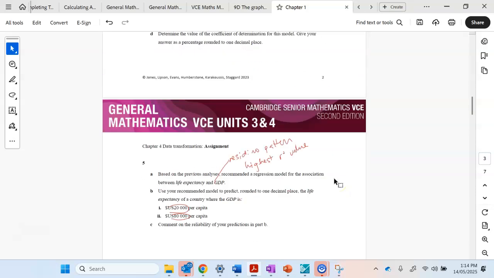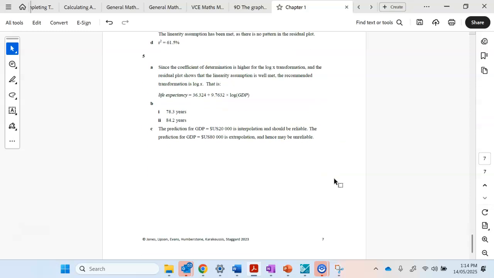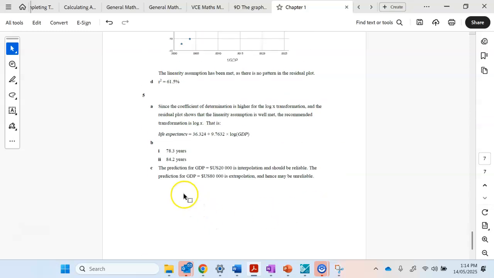So I'll just scroll down to the answers to part 5 because I know some of you would be interested in actually what the answer is since I'm not writing it down. So the prediction for GDP of $20,000 is interpolation and should be reliable because it's within the data set, and then 80,000 is extrapolation, so it's not as reliable. It may be unreliable.